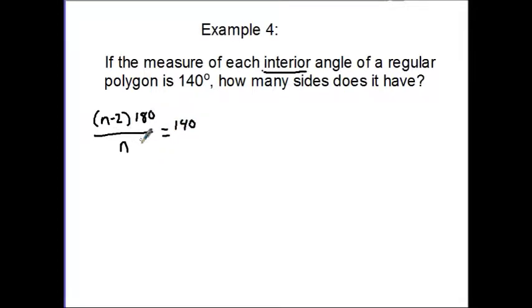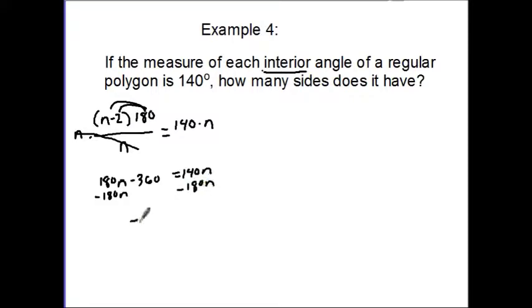Now, we can't have that n on the bottom, so we're going to multiply it to both sides. At the same time, I'm going to need to distribute this 180 to both pieces. 180n minus 360 equals 140n. Let's get all the n's to one side. So I'm going to subtract 180n from both sides. Negative 360 equals negative 40n, and I'm going to divide both sides by negative 40.